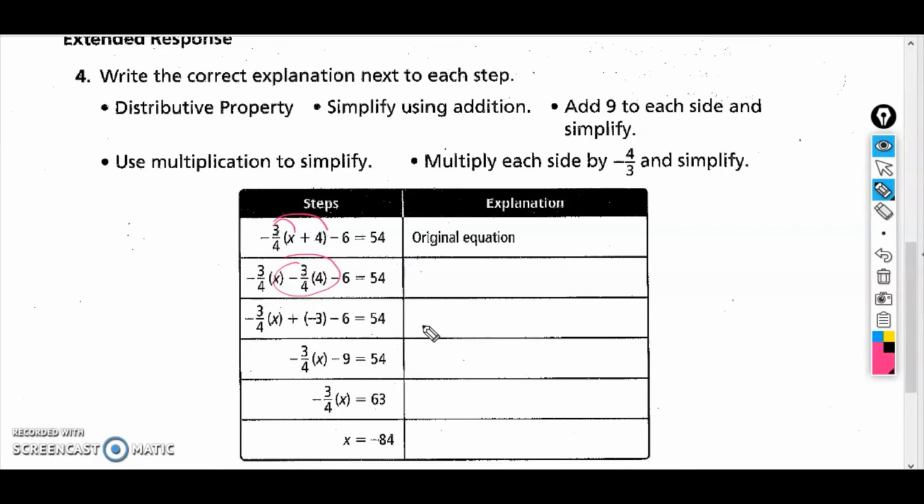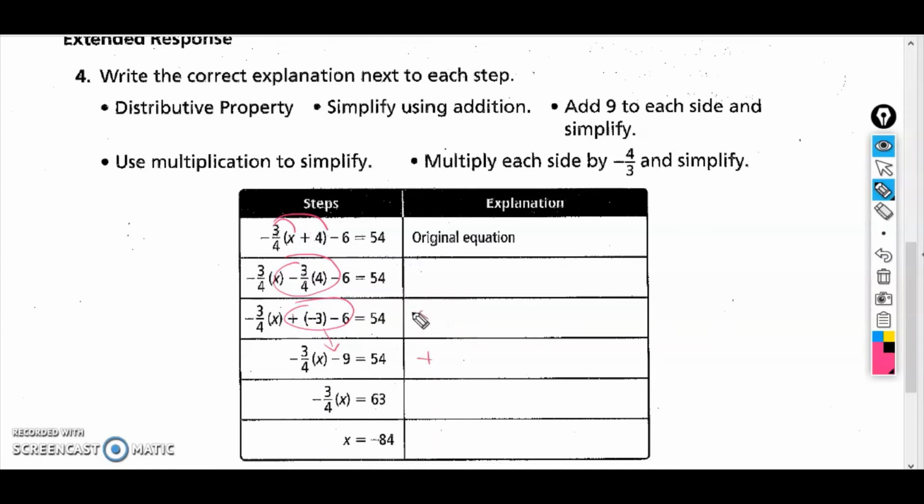And it's going to be multiplying because negative 3/4 times 4. So this is going to be simplifying using multiplication. So from here to here, I just simplified this to get to this number. So that would be simplifying by adding these two values. So that would be the reason for here. So I'm going to put simplify by adding so you remember what you did here. I'm going to do that.